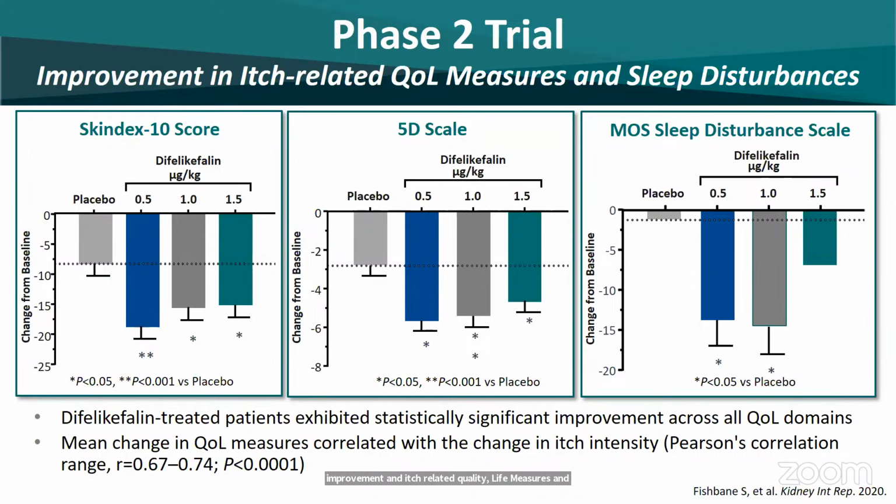So there was improvement in itch-related quality of life measures and sleep disturbances. They did a Skindex-10 score, a 5-D itch scale score, and an MOS sleep disturbance score. And as you can see with the doses, we saw improvement in changes from baseline in each of these assessment tools compared to placebo, based on the dosing of the medication. So this has exhibited statistically significant improvement across all quality of life domains in these patients.